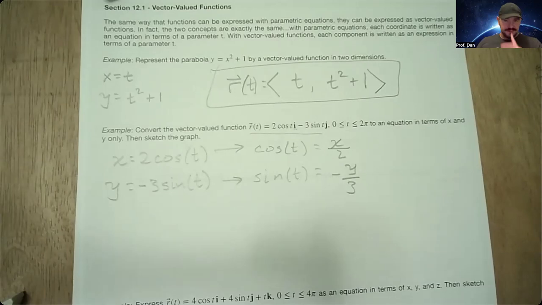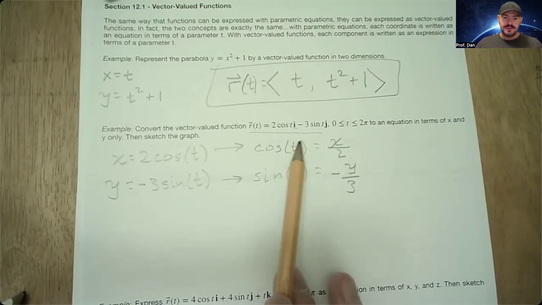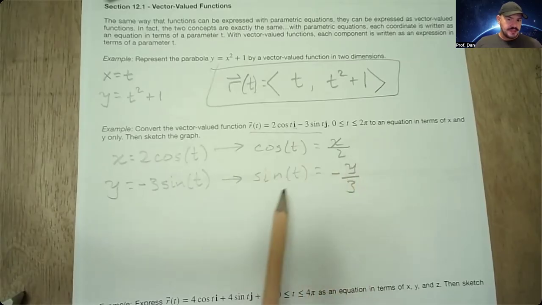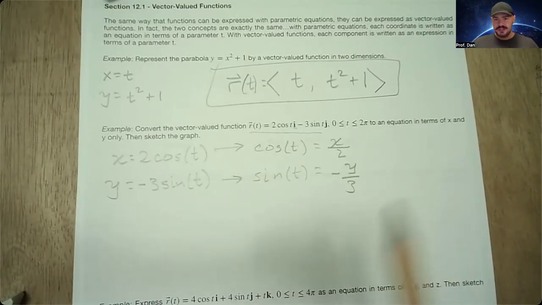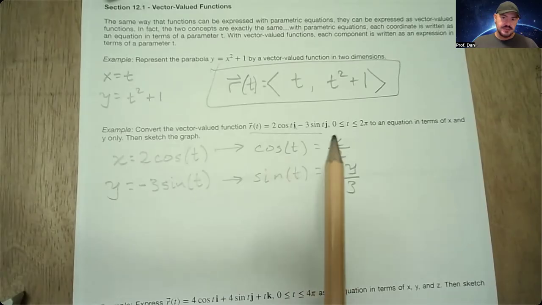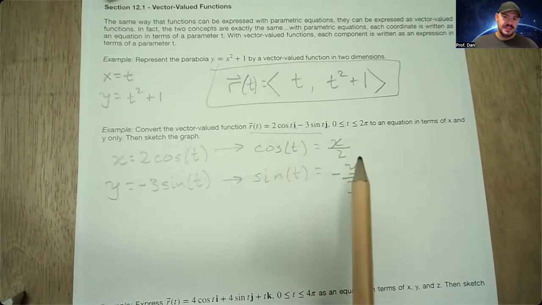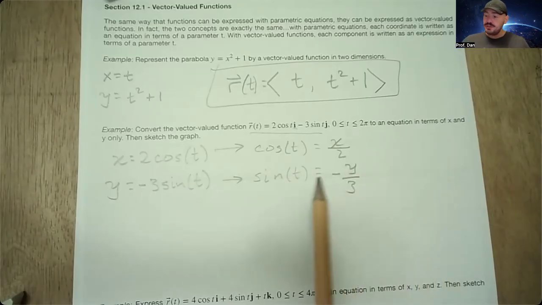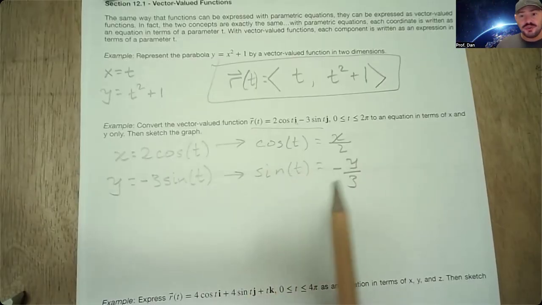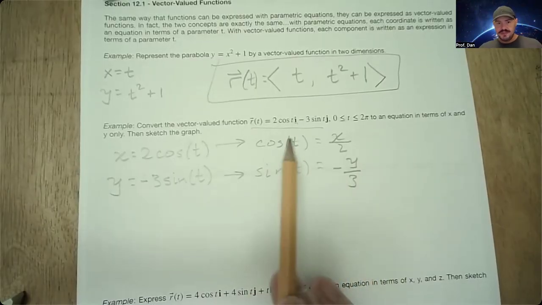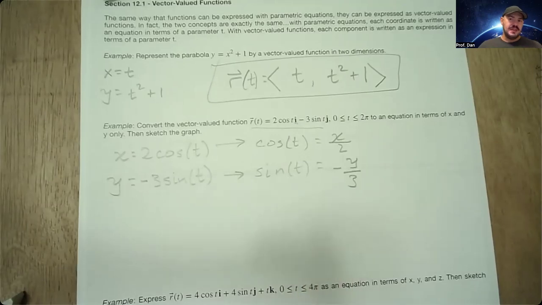Here's the thing though. I could solve both of these for t. First one by taking arc cosine of both sides. Second one by taking arc sine of both sides. And I would get an equation. It would be a gross one. But the way that the textbook does this particular example, they actually use the trig identity to make it a lot nicer looking. And in reality, you could choose either approach to do this. Like I said, though, generally, most of the time, you're solving both equations for t and then setting them equal to each other. And that's what you would do.